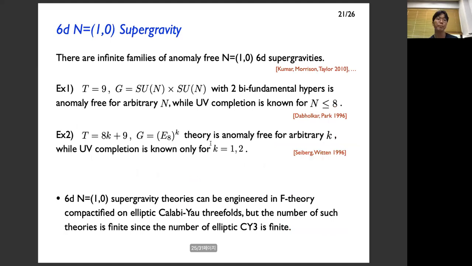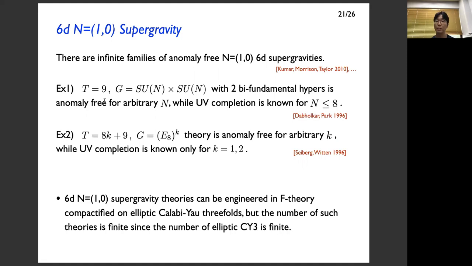And in this paper and other papers, they found infinite families of anomaly-free and unimodular N=(1,0) 6D supergravity theories. For example, in this paper, they listed these two infinite families. The first family is the series with 9 tensors and SU(N) times SU(N) gauge symmetry and 2 bifundamental hypermultiplets. And this theory is anomaly free for any N, okay? So we have an infinite number of anomaly-free supergravity theories of this type.